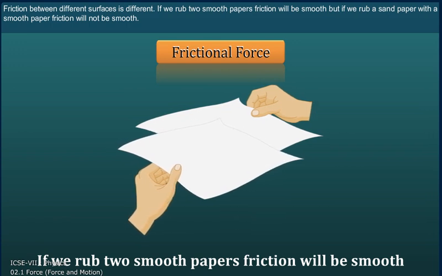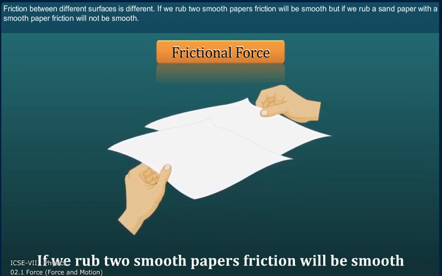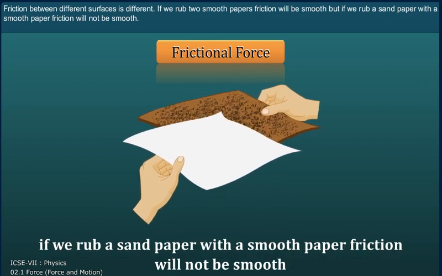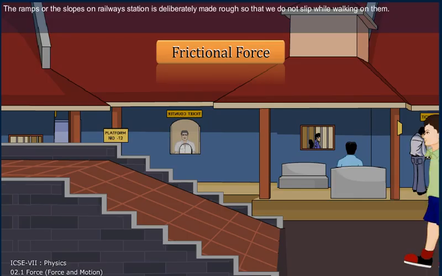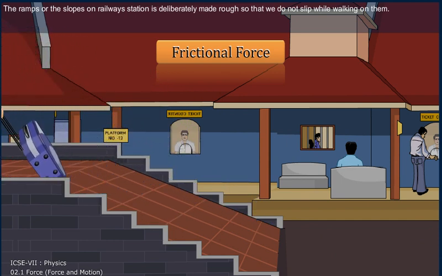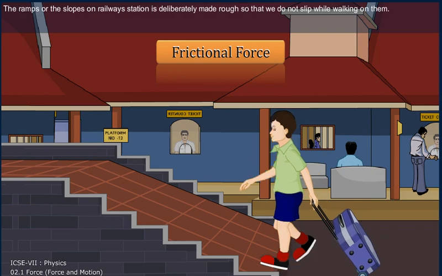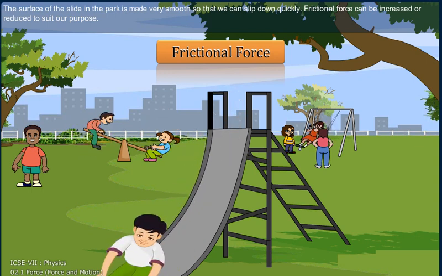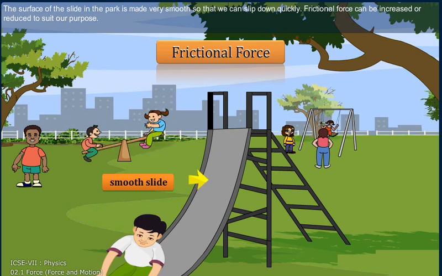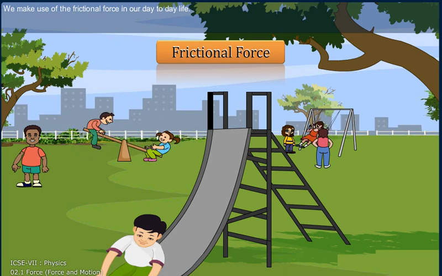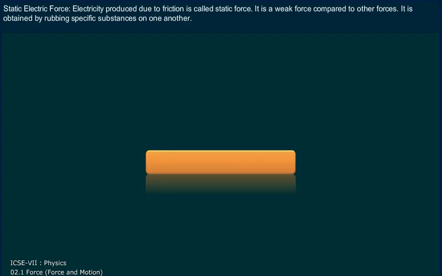If we rub two smooth papers, friction will be smooth. But if we rub a sandpaper with a smooth paper, friction will not be smooth. The ramps or slopes at railway stations are deliberately made rough so that we do not slip while walking on them. The surface of the slide in the park is made very smooth so that we can slip down quickly. Frictional force can be increased or reduced to suit our purpose. We make use of frictional force in our day-to-day life.